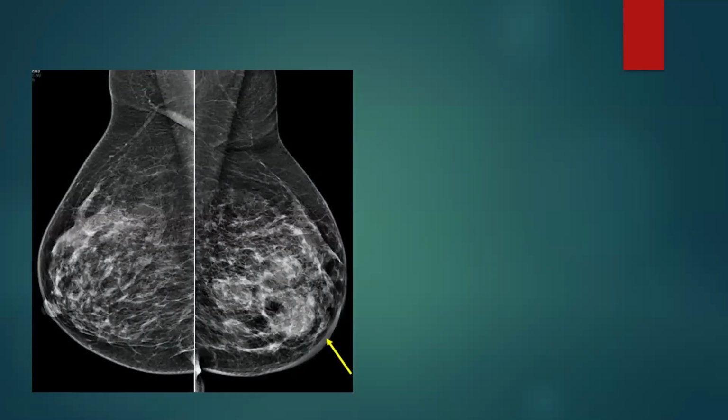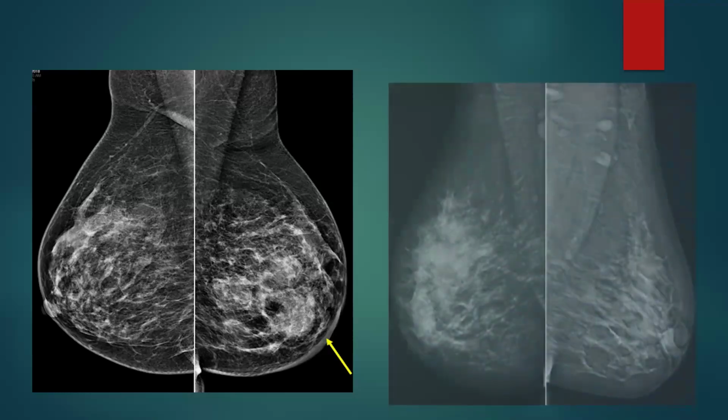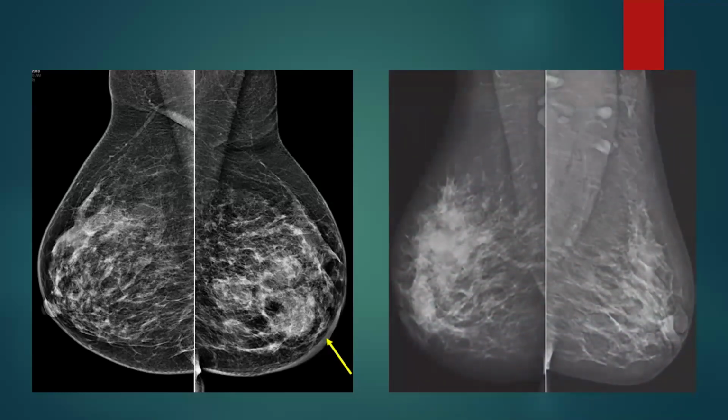This is an MLO of both breasts that shows asymmetry in the size and density of the breast, showing increased density of the retroareolar area with skin thickening in the left breast. This MLO image for both breasts shows a few lobulated oval densities. There's no architectural distortion or suspicious microcalcifications or clusters of microcalcification.